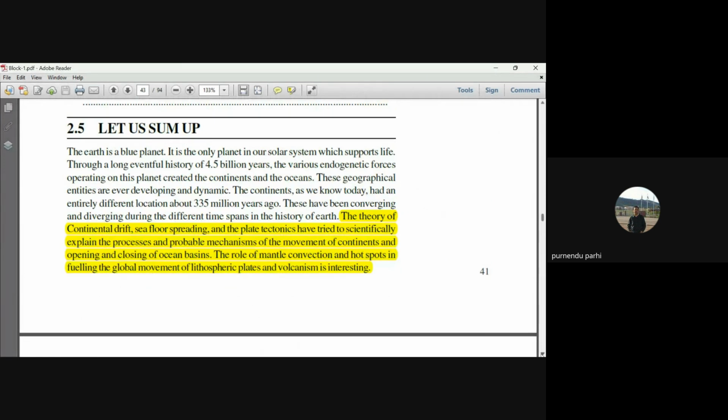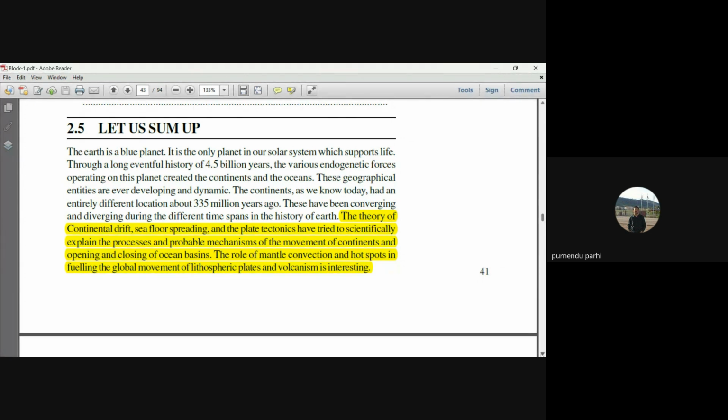So the Earth is a blue planet. It is the only planet in our solar system which supports life throughout a long eventful history of 4.5 billion years. The various endogenic forces operating on the planet created the continents and the oceans. The geographical entities are ever developing and dynamic.